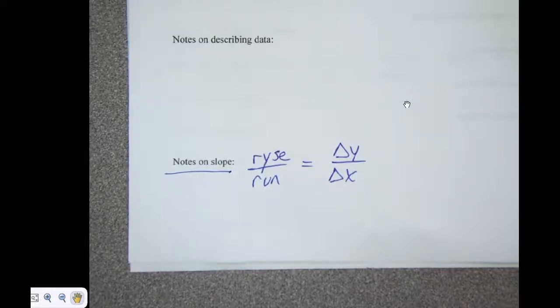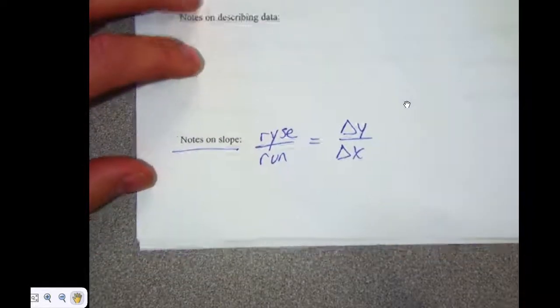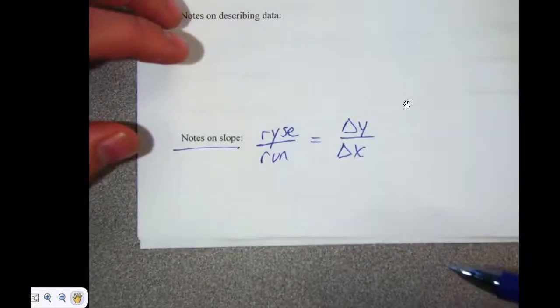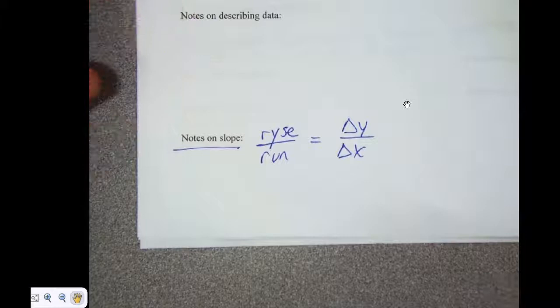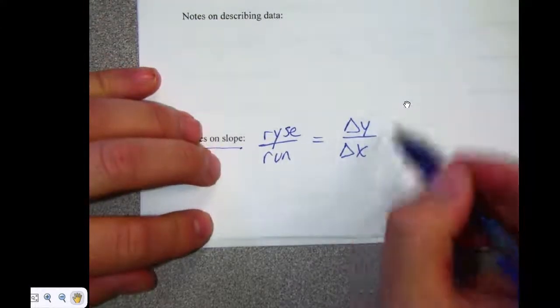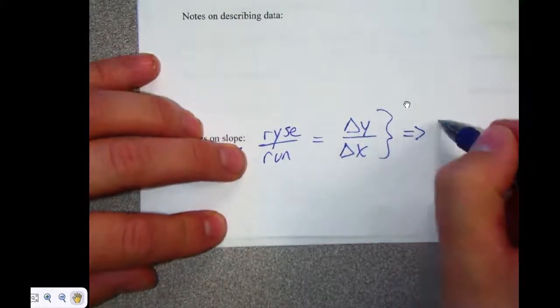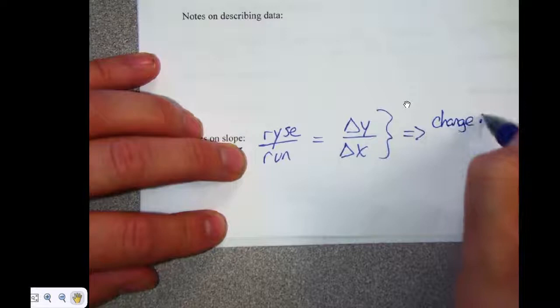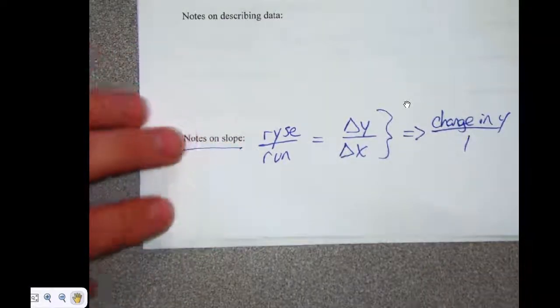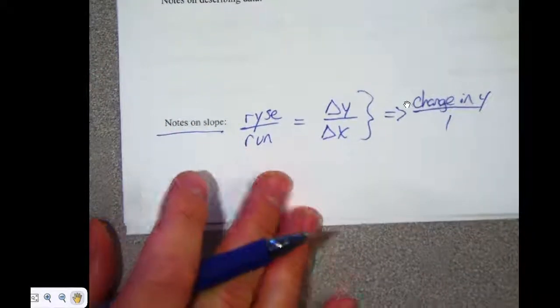So it's the change in Y over the change in X. And that's what you need to describe, like what they'll say is find the slope and interpret it. You need to basically describe this in words. And usually it's going to be some change in Y over 1. Like, that's typically how the slope goes.